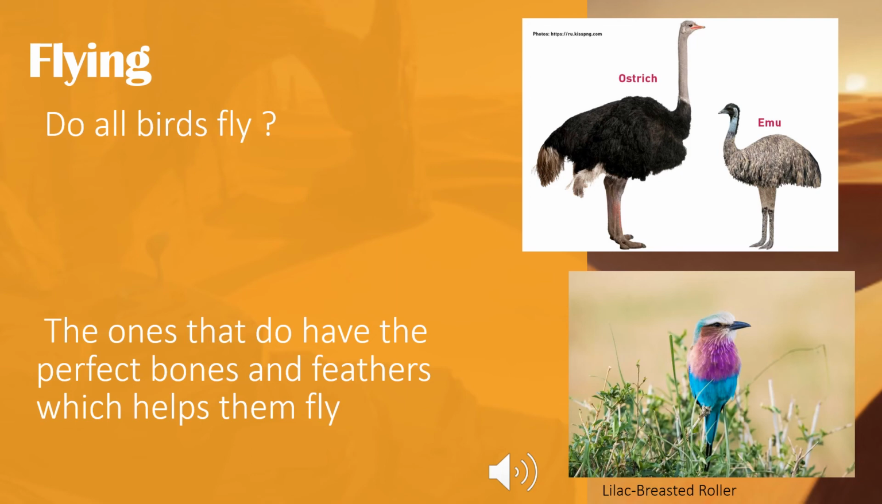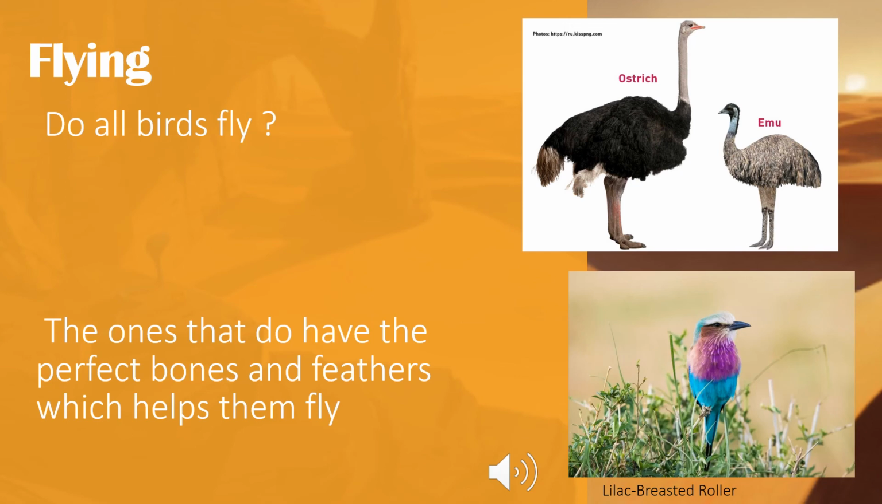When we look at the pictures on the side, we can see those big birds that we see on TV, or we could see them at the zoo. And these are like the ostrich and the emus. These birds, unfortunately, are too big to be able to fly, and their feathers are not big enough to support them.